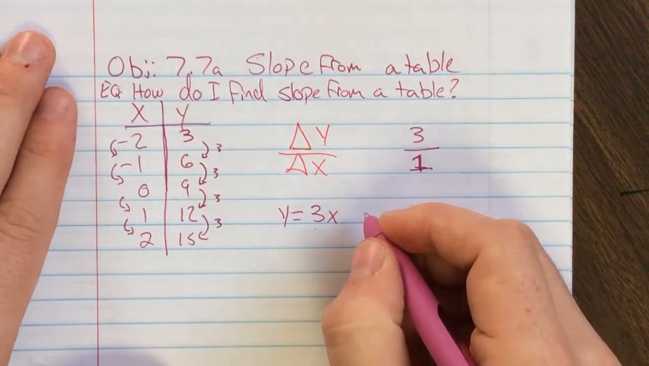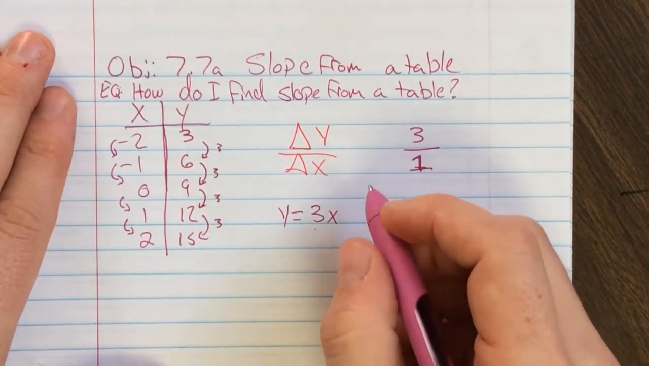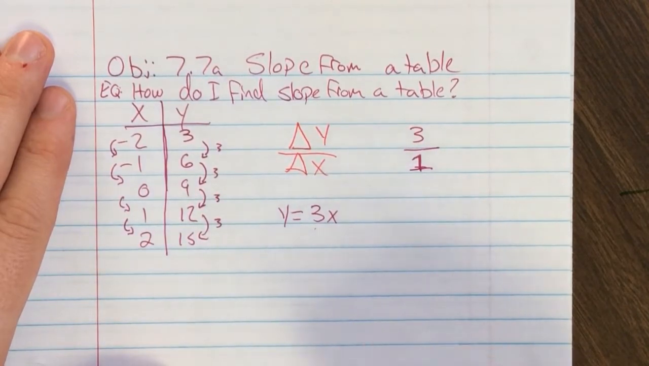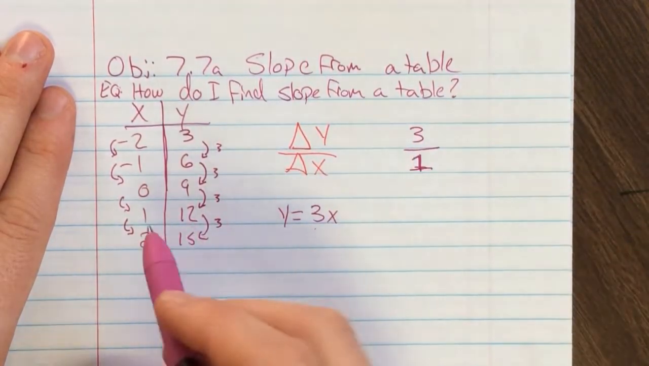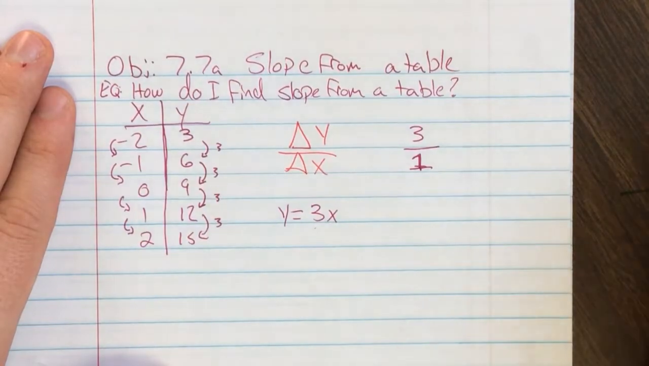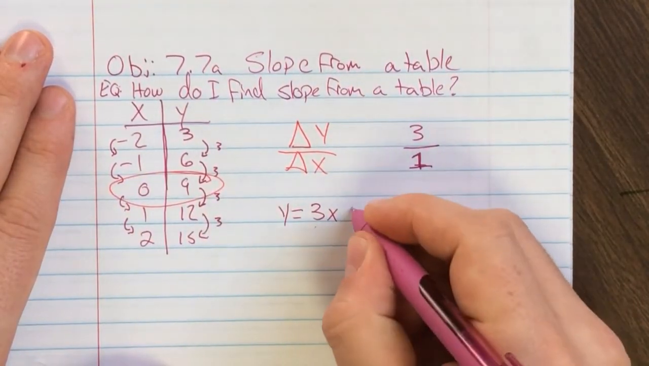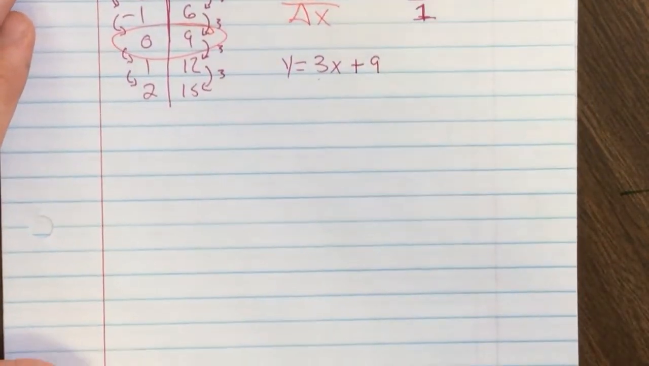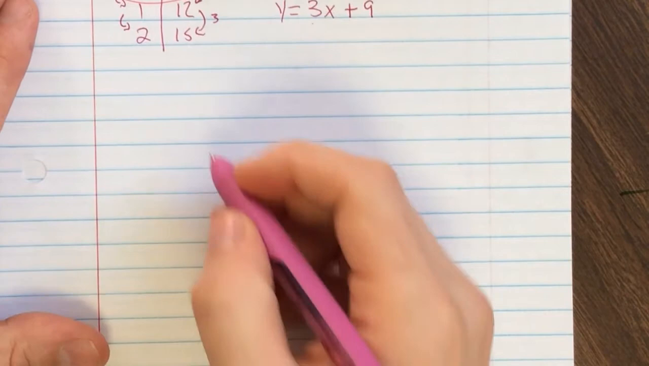Now you have to determine what the y-intercept is. The y-intercept is where x equals 0, right? Because it's got to go through the y-axis. So it's where x would equal 0. Right here you'll see x equals 0 at 9. So this would be y equals 3x plus 9. Okay? So let's do maybe one or two more.